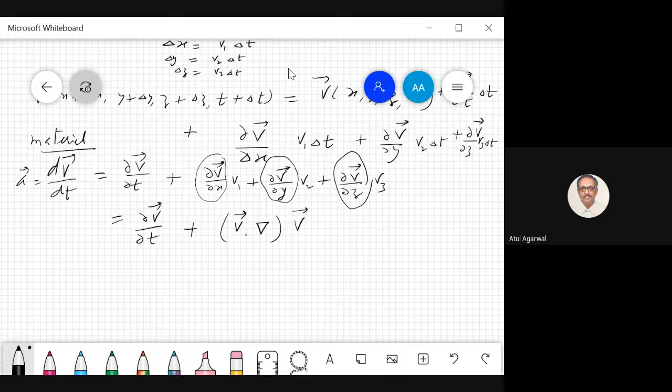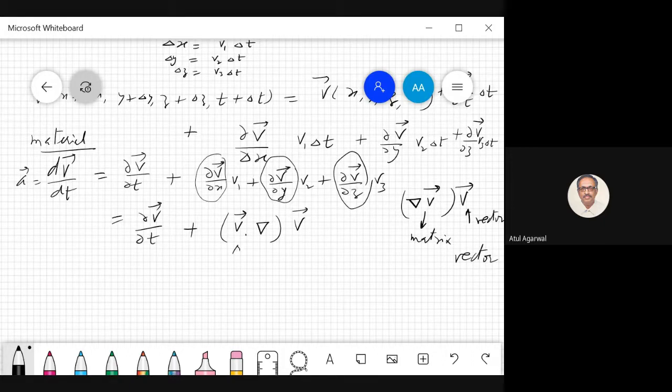You could have also written it as gradient of v multiplied with v. Any problem? No, sir. It's like a dot product. This is one thing, but this is not a vector. This is a matrix, and this is a vector. So you multiply a matrix and a vector, you get a vector. Acceleration is a vector. Each term has to be a vector.